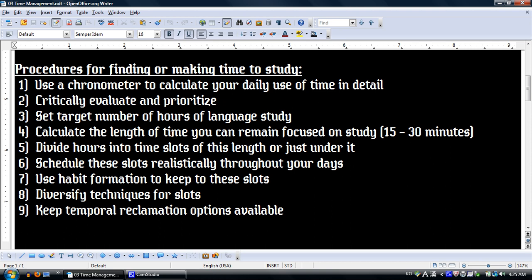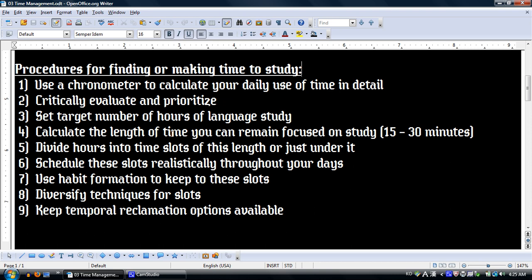Because the next task, point number 5, is to divide the hours a day that you're going to study a language into time slots of this length that you can remain focused, or just under it. Again, we don't want to spend our energy forcing ourselves into focus. We want to stay focused. And so let's say you find that you can study and stay focused for 20 minutes. It's better to study, say, for 15, so that you don't have to use your energy forcing yourself back to it before you lose interest. It's best to break off.